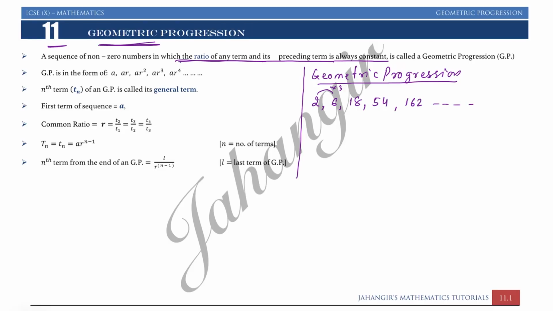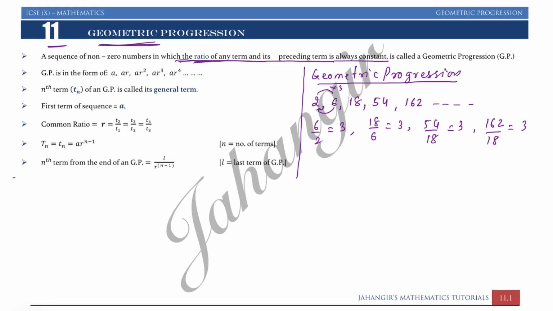So here what you will see: 6 divided by 2 is 3, second term upon first term. 18 upon 6 is 3. 54 upon 18 is 3. 162 upon 54 is also 3. So in geometric progression the ratio between the consecutive terms should be the same, while in arithmetic progression the difference between the consecutive terms should be the same. This is the difference between arithmetic and geometric progression. Rest all is the same, formulas are different.